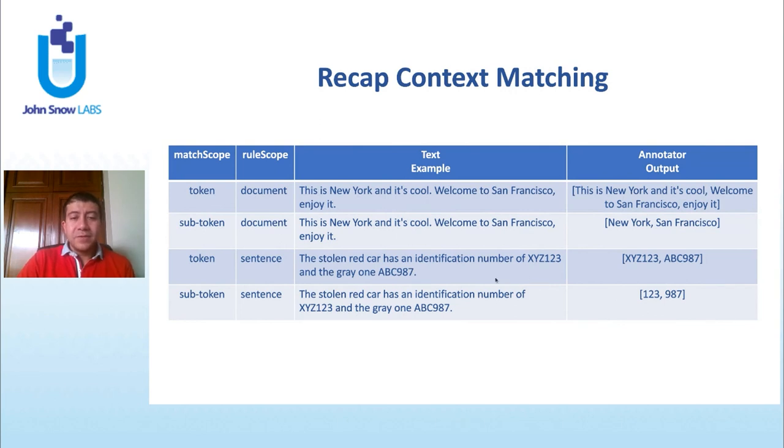In the next two sentences, we use rule scope as sentence. So it iterates over each token of a sentence. In this way, we find matches at a fine-grained level. So we can return either the whole token, as we can see here, or just a sub-portion of the token that has the match. As in this example, in one scenario, we want the whole car identification number to return. And in the other one, we only want the digits of that identification number.